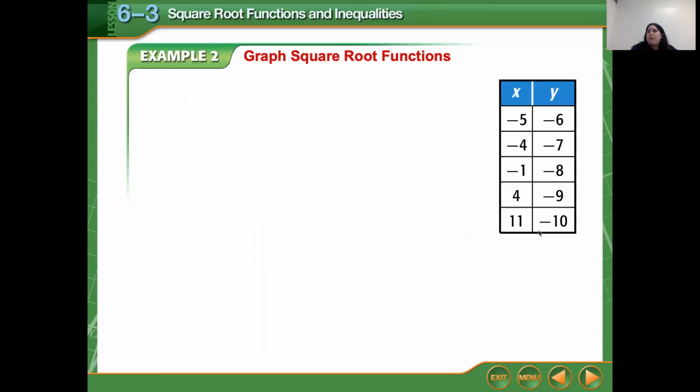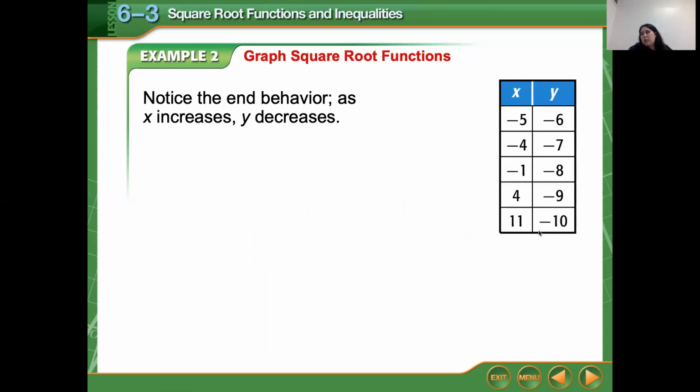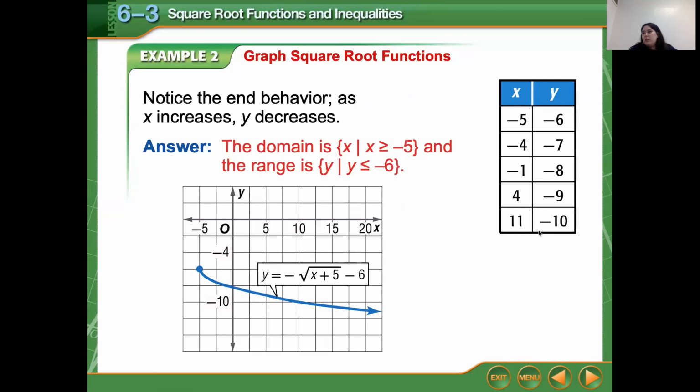So here is our graph. Notice that as x increases, y decreases. So we would plot our points and sketch our graph.